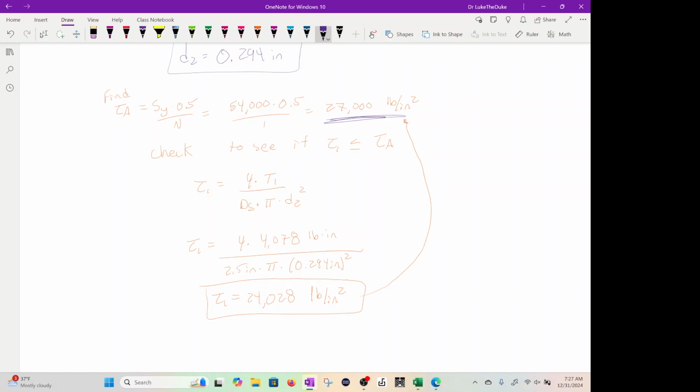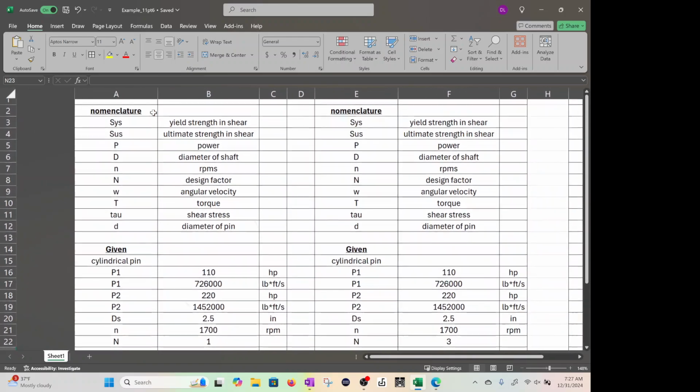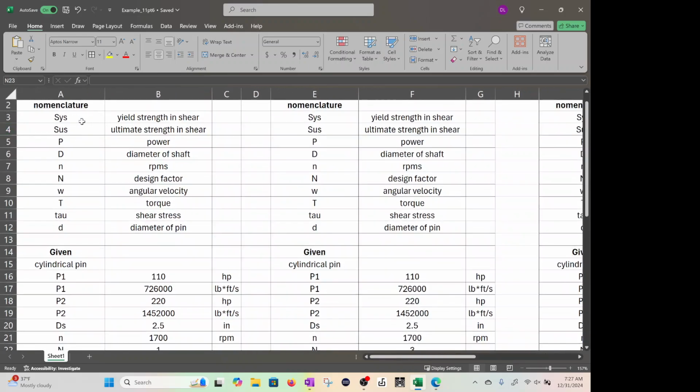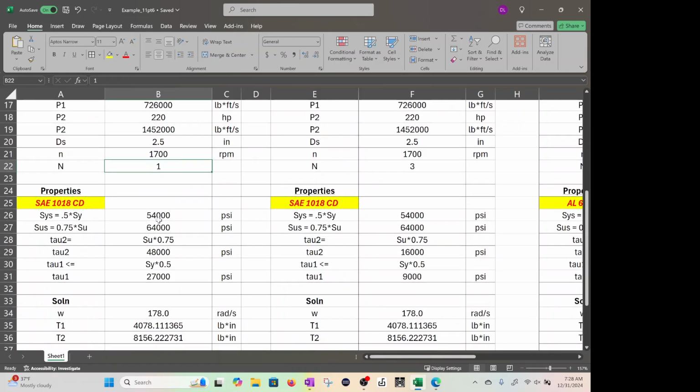All right, now, what I ended up doing was, it makes it a lot easier if you want to look at comparisons. So I made an Excel sheet, and this is what I want you to do. Okay, so let's just look first over here. I have nomenclature: yield strength, shear, power, diameter, RPMs. You got that, nomenclature. Now here are my givens. We're using a cylindrical pin, the power, and then I converted it to pound-foot per second. Power 2, converted that. Diameter of the shaft, RPMs, design factor. Down here, properties.